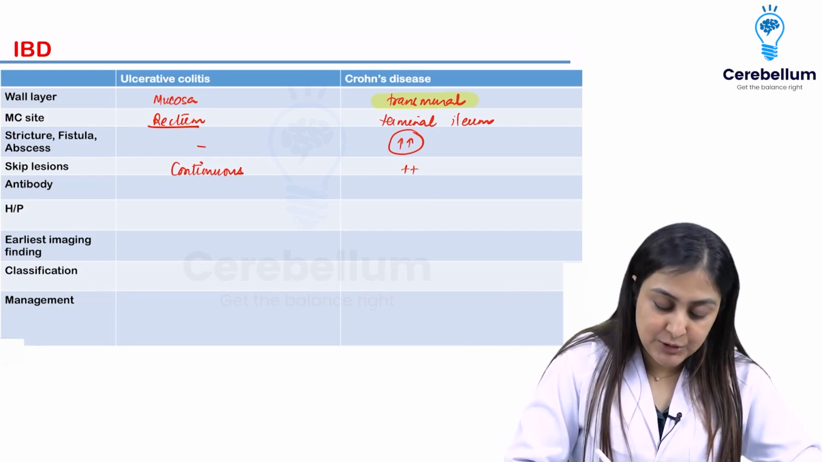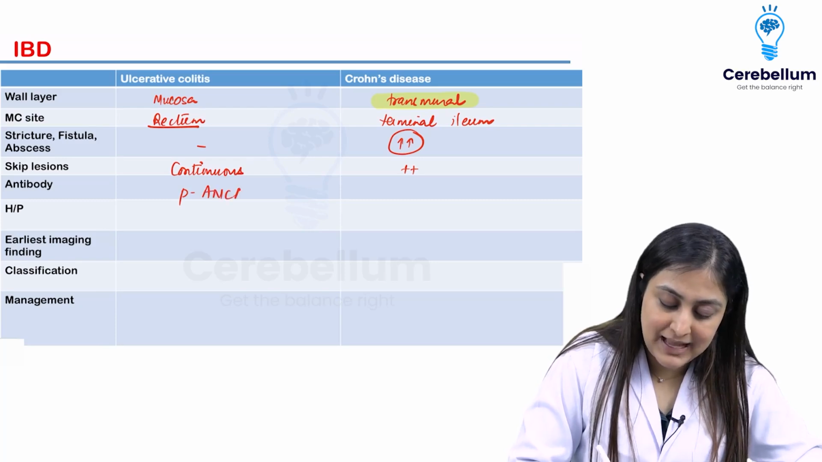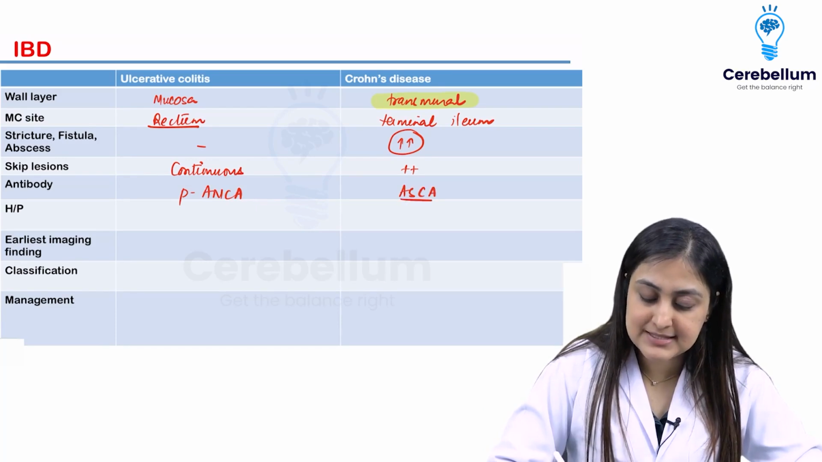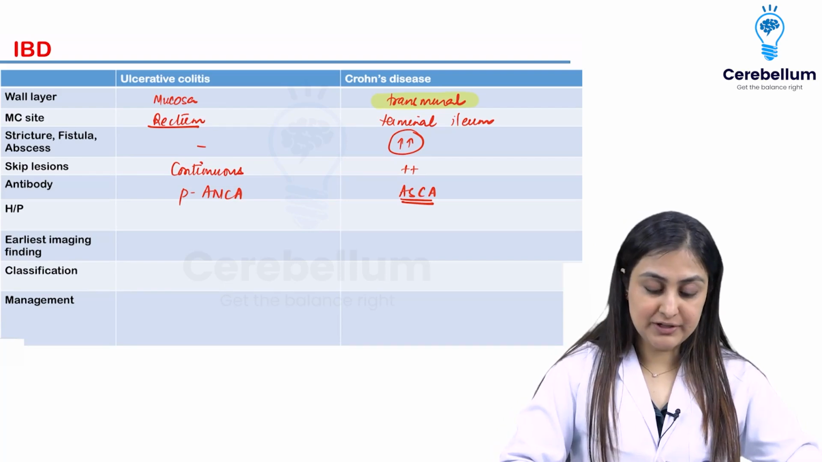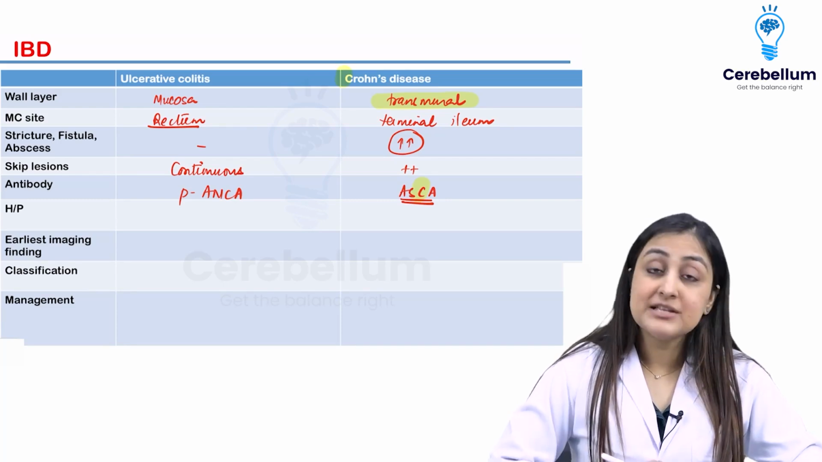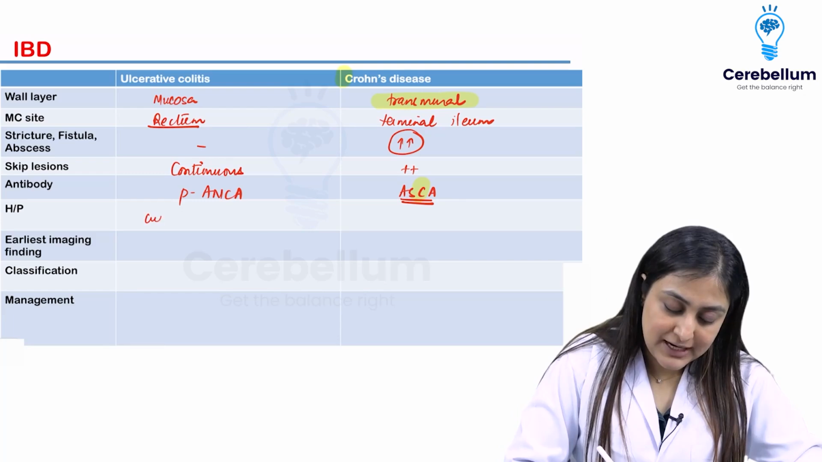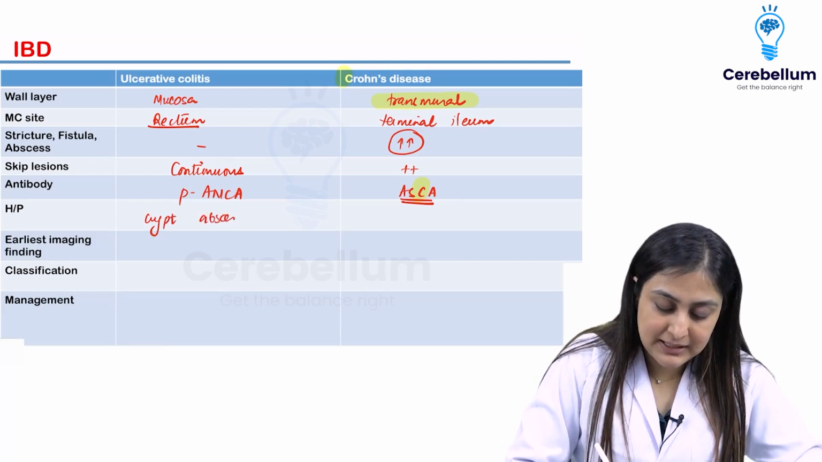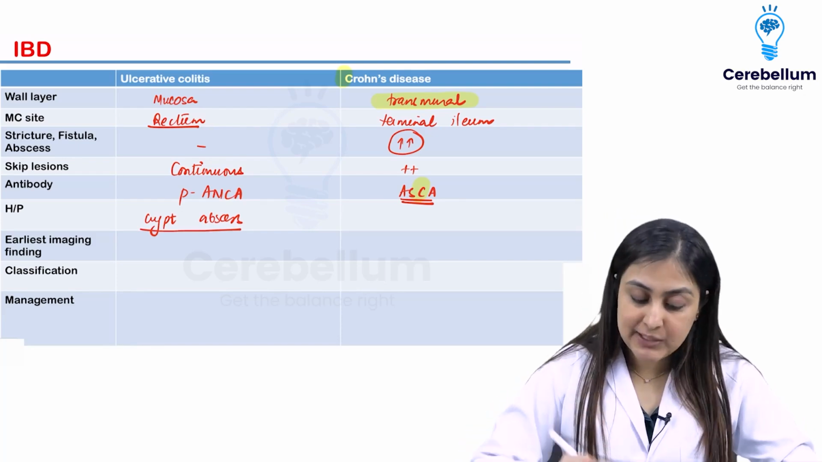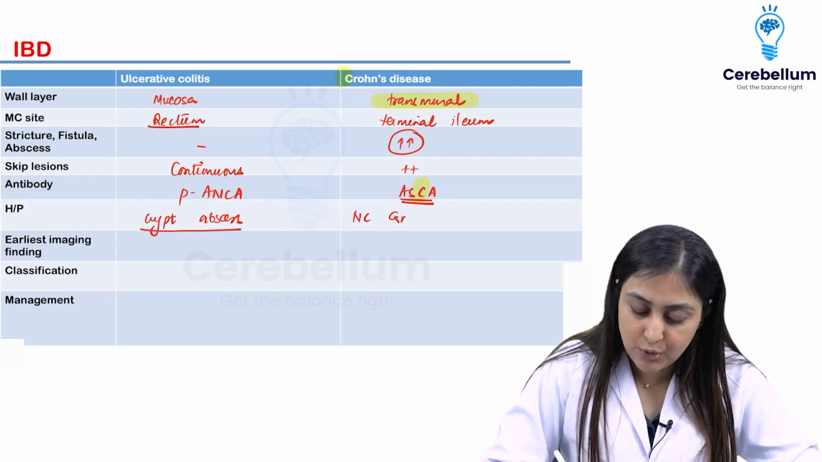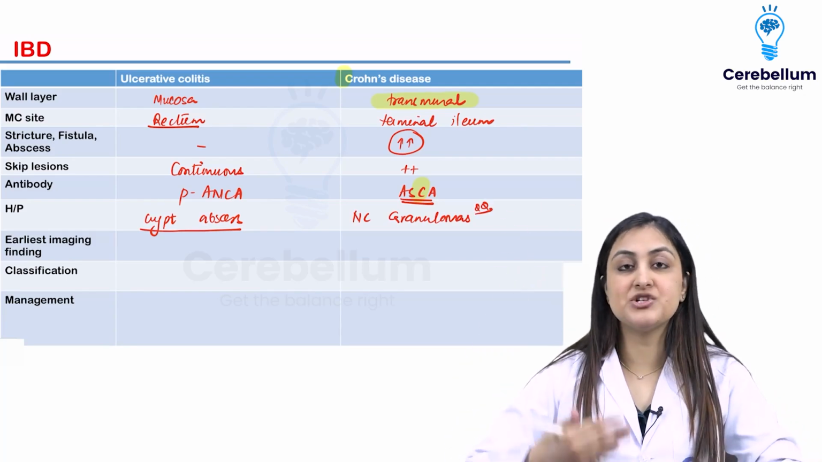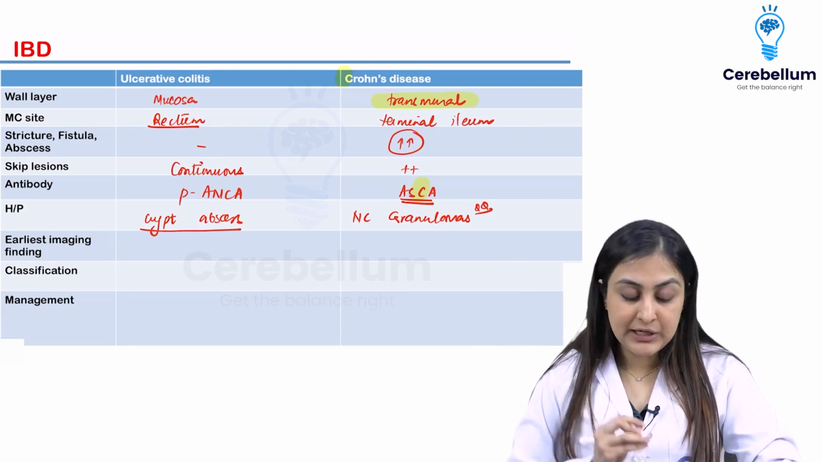The antibody in UC is frequently P-ANCA or atypical P-ANCA, whereas in Crohn's it is anti-Saccharomyces cerevisiae antibody, ASCA. Alright, so you want to remember C for Crohn's here. Okay, then what is the histopathological hallmark of ulcerative colitis? It is crypt abscess. Remember, they can be seen in Crohn's also, but if asked, they are the hallmark of UC. The hallmark of Crohn's disease is the presence of non-caseating granulomas. Very important. So when you see transmural inflammation with granulomas, always rule out Crohn's.